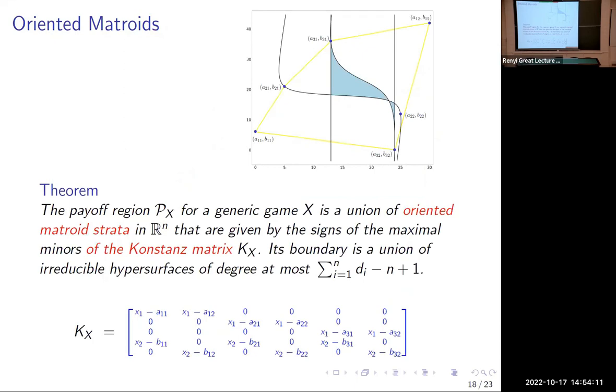It's a theorem about oriented matroids. So the payoff region for a generic game is a union of oriented matroid strata in R^n. Now, an oriented matroid stratum says that I have a rectangular matrix and I prescribe the sign of each maximal minor. 30 years ago, this was called a chirotope. Andreas Dress called it a chirotope. So I'm prescribing for the constants matrix, all I'm saying is I'm specifying the sign, positive or negative, for every maximal minor. And those are the regions here. So the regions that you see here, and the boundary is a union of irreducible hypersurfaces of a certain degree, roughly the sum of the d_i minus n plus 1.